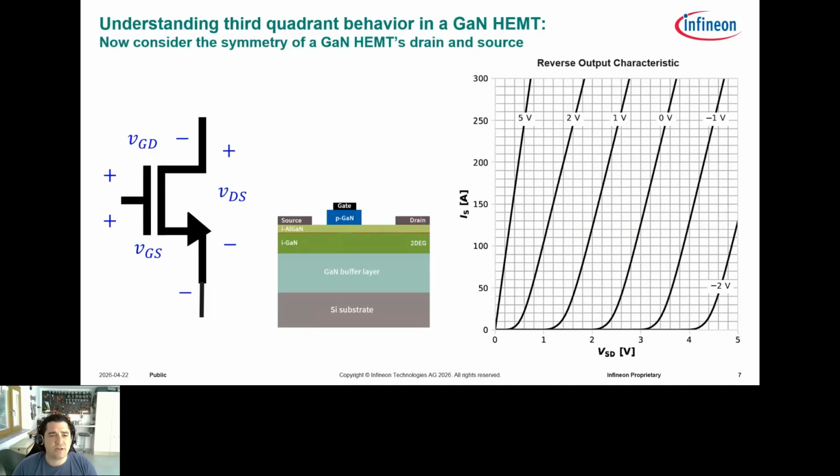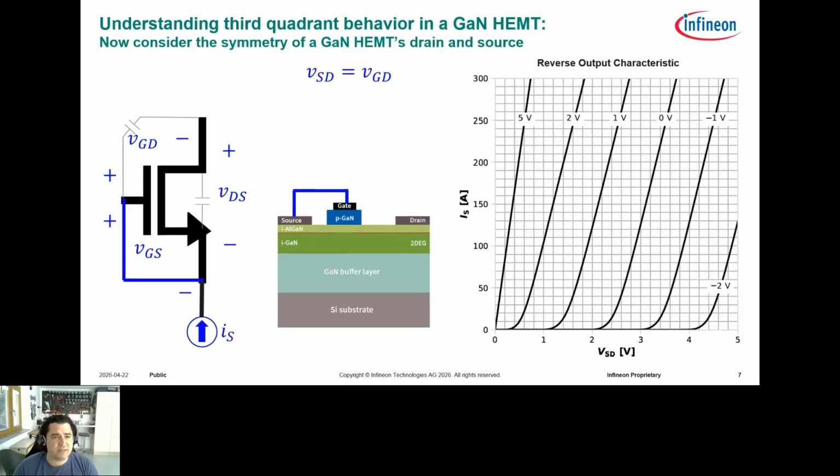Now let's consider this very symmetrical device, this GaN HEMT. As I mentioned before, the gate, the source, and the drain aren't that different. So now let's flip it on its head. Let's short the gate and the source together instead of the gate and the drain as we had in the previous slide. Now this is more realistic. This isn't so far-fetched. This is exactly what we do when we're trying to turn off the gate. We short it to source.